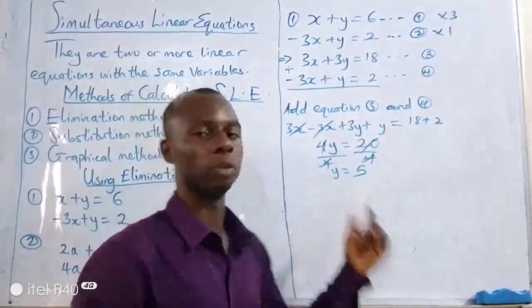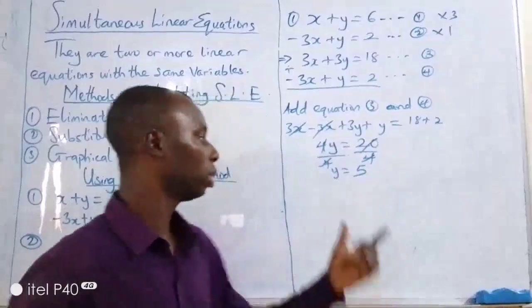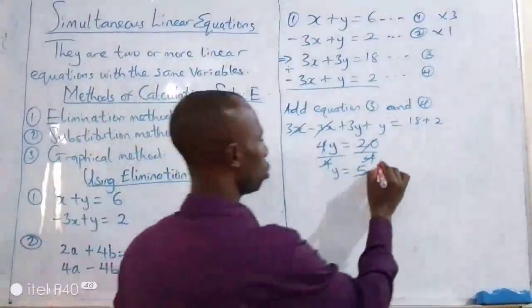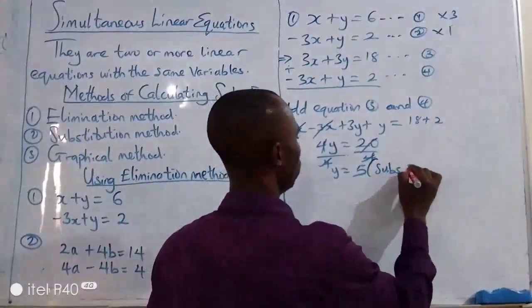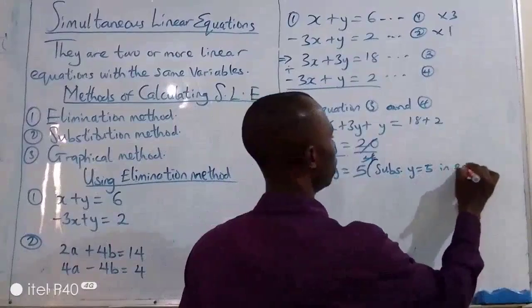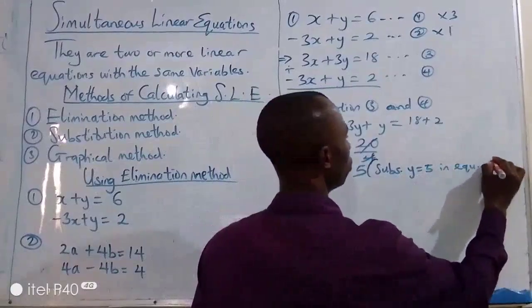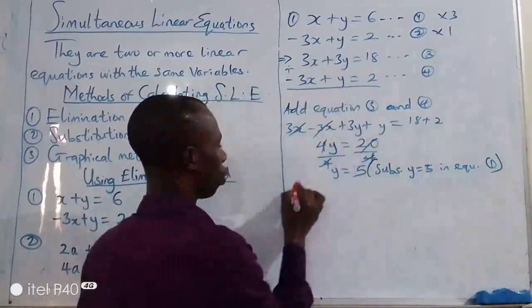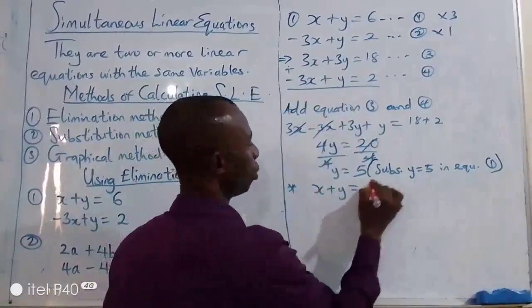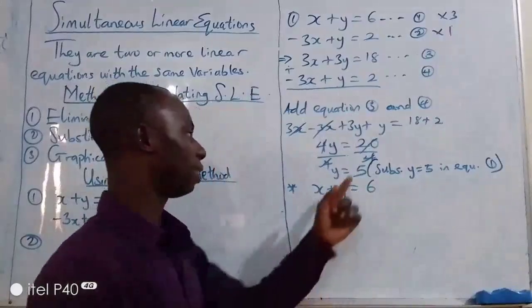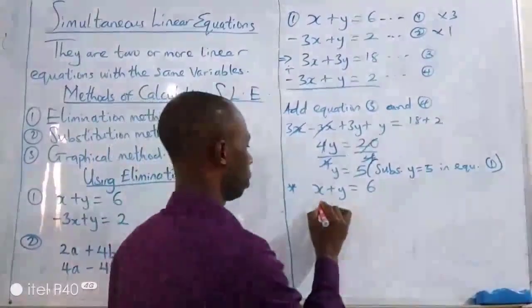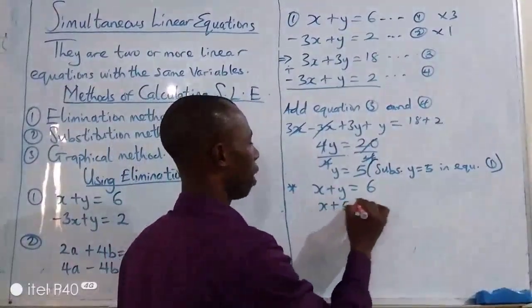So I've been able to get one of the solutions. Now for me to get the second solution, I will substitute this y in either equation 1 or equation 2. So substitute y, which is equal to 5, let's say in equation 1. Recall equation 1 is x plus y equals 6. Anywhere I see y, I will put 5 there. I will substitute it. So x plus 5 equals 6.